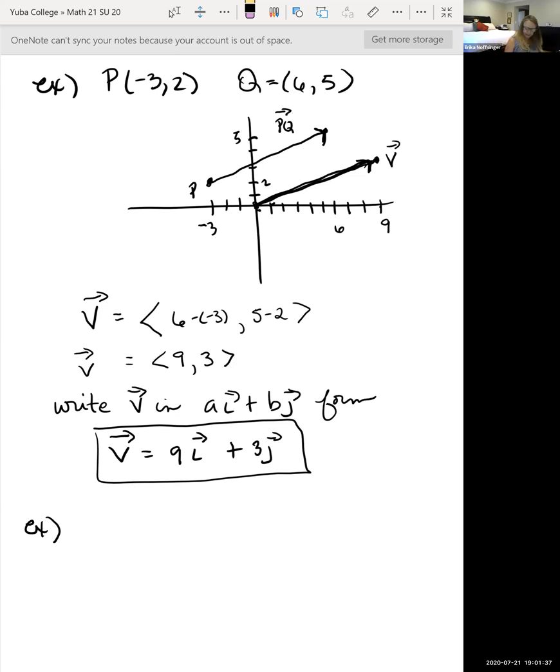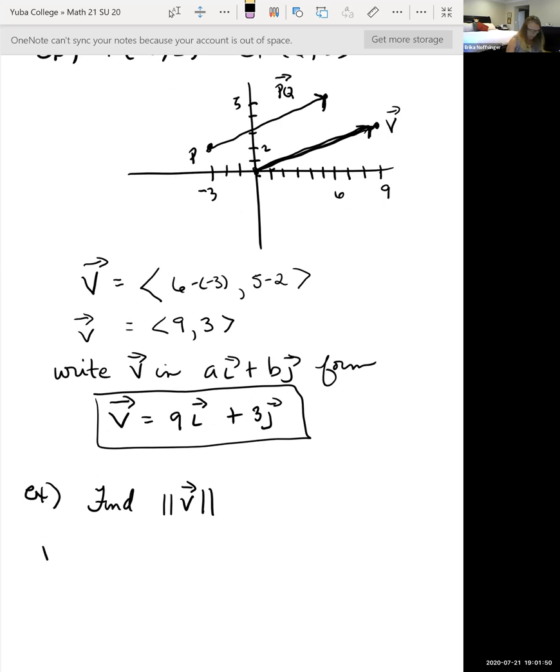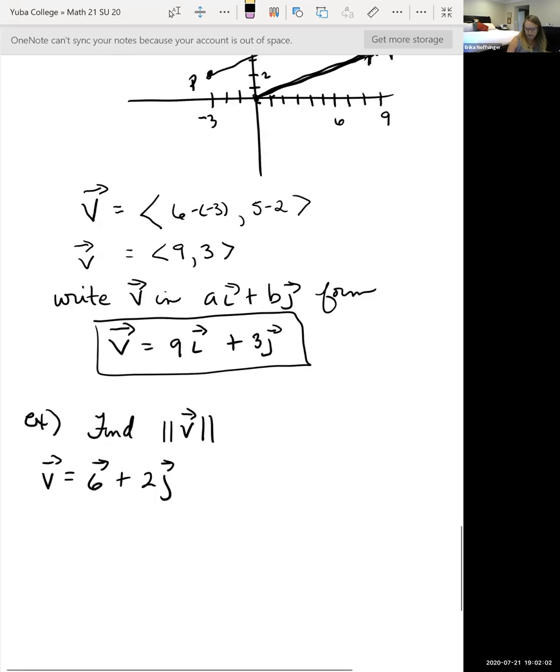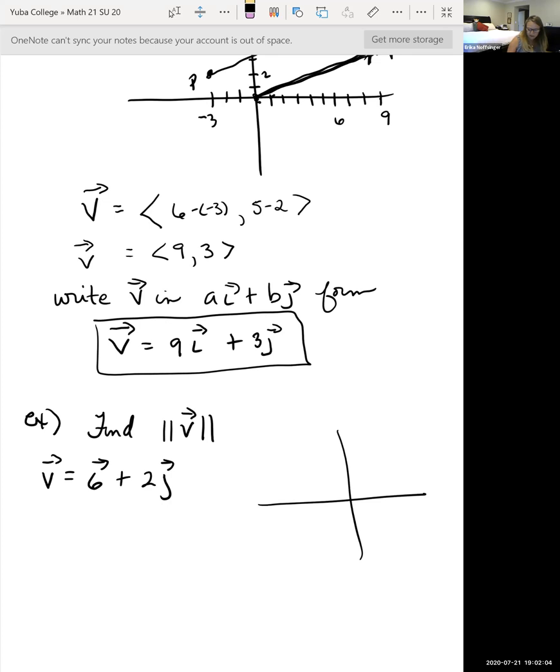So what if it says find the magnitude of vector V, and you're given that V is equal to 6I plus 2J. Well, if you graph that, you're going over 6 to the right. Oops. And up 2.